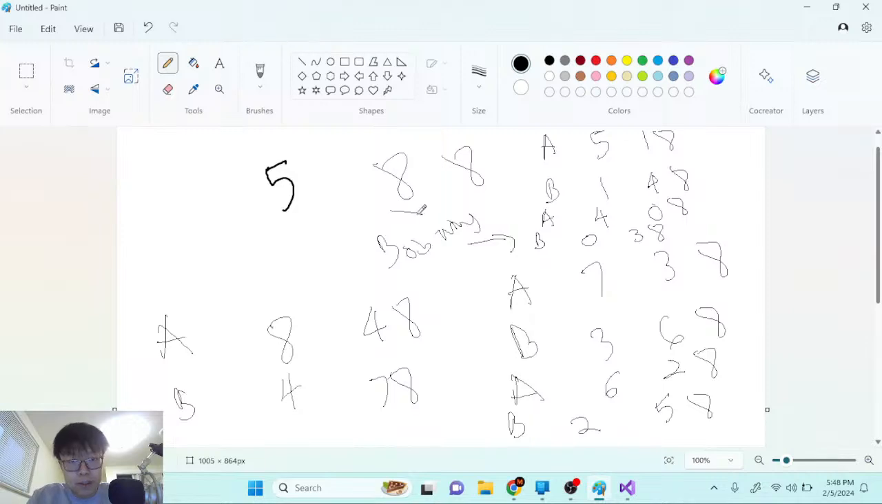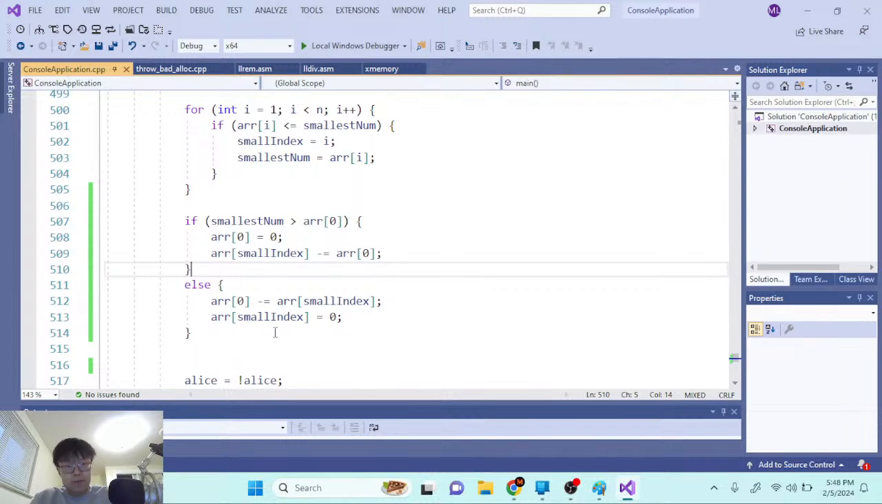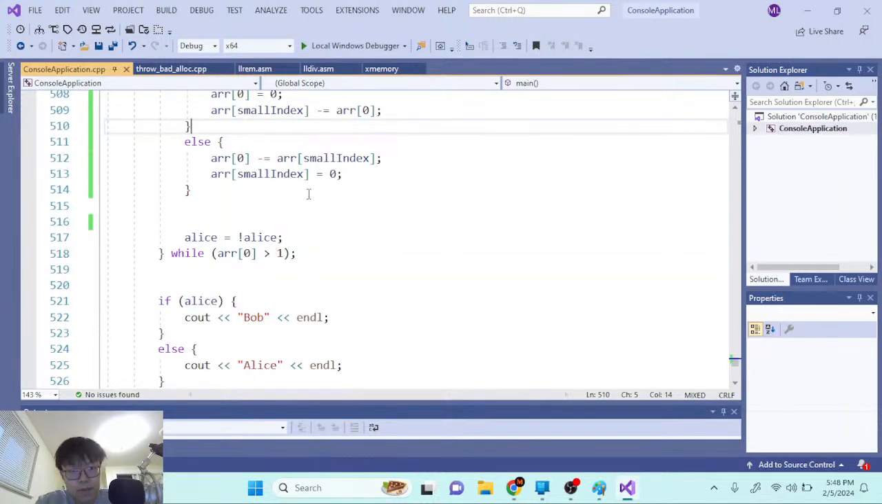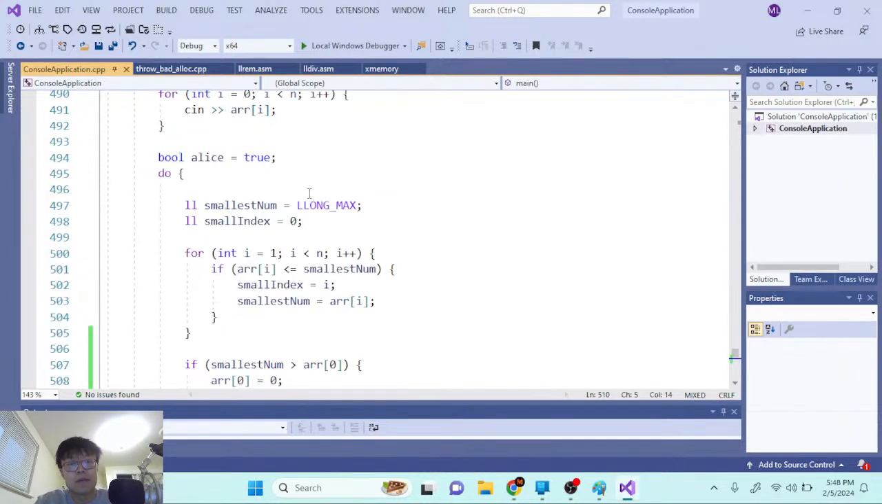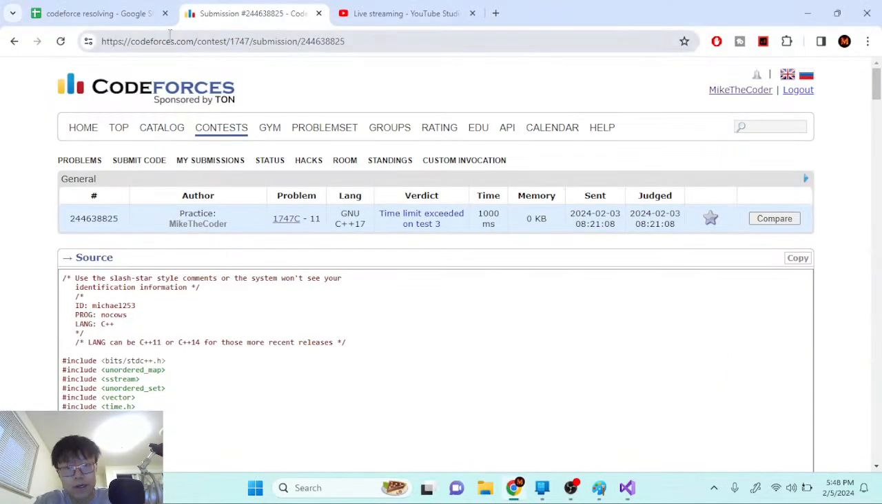So the smallest number, let's say, was 8. It would become 8 minus r0. So r of the smallest number index, minus equal r of 0. And I think that's it. Small index. Okay, so that's a case we could do, but I think our code still failed at the other cases.